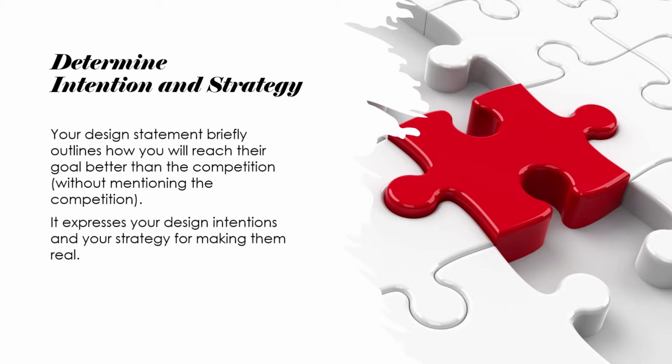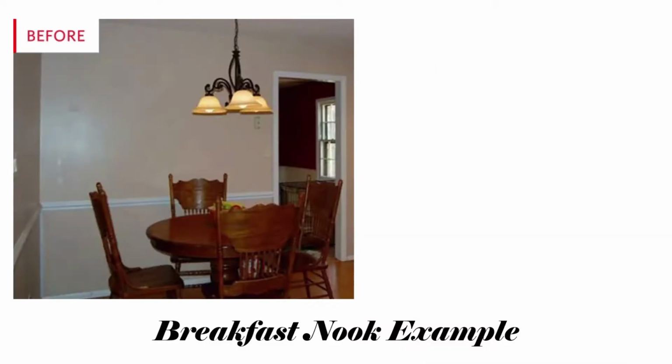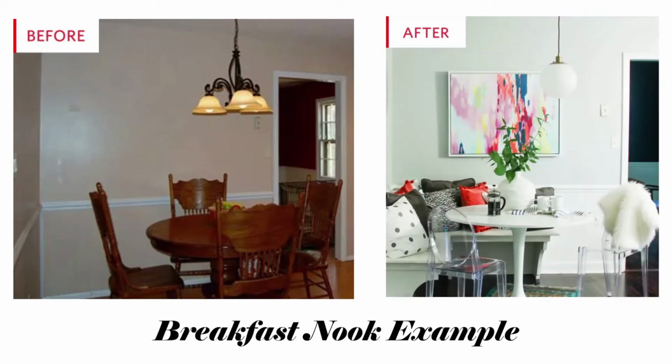That gives you a clear goal, but there are many ways one might accomplish that, right? Your design statement briefly outlines how you will reach their goal better than the competition. It expresses your design intentions and your strategy for making them real. For example, your intention might be to make the breakfast nook feel like the heart of the house, where people want to hang out. Your strategy could include replacing the current table and chairs with comfortable benches and soft throw pillows. How does that translate to the design concept statement?